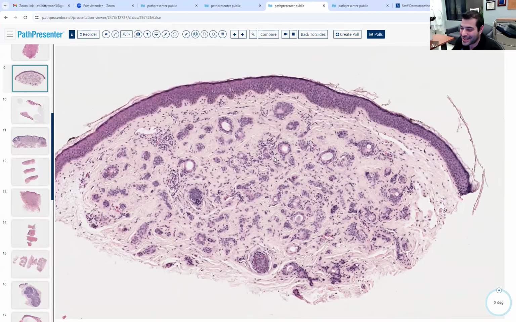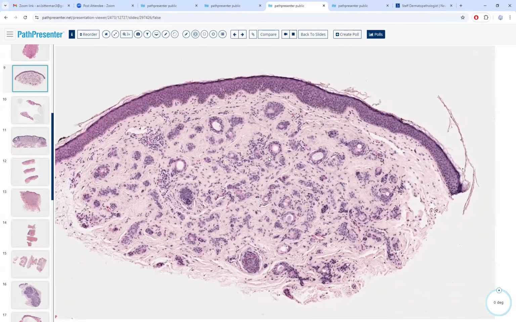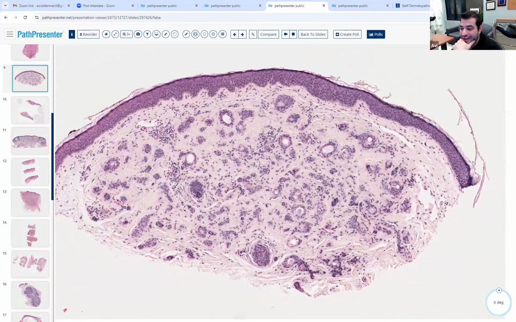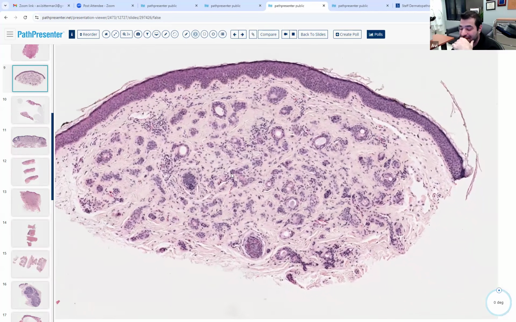I can't really hear you, got to speak up. Oh, I was thinking it looks like it could be from an eyelid. Okay, it could be, well, it's a little around that, close to that area.